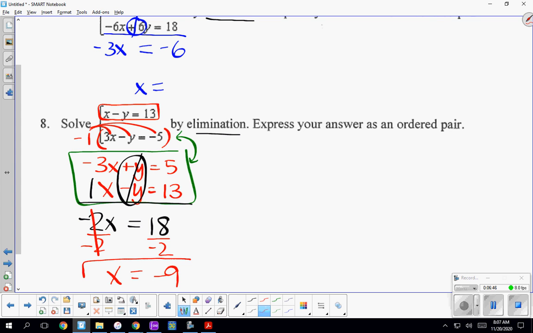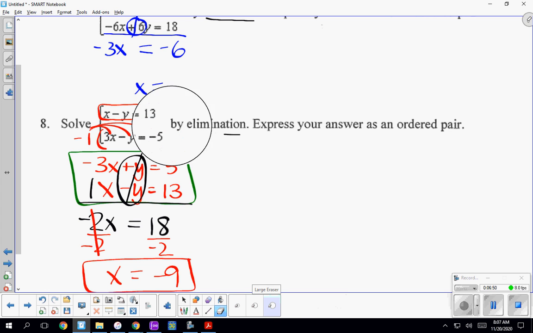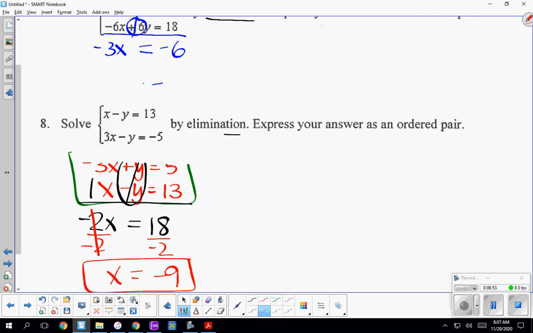And finally, to get the value of y, I plug that back into either of my original equations. So if I look up here, I would probably choose this one. It doesn't matter. But when we plug in x, we'll get negative 9 minus y equals 13. Just remember there is a negative 1 here. So you will get y by itself so that you can write your answer as an ordered pair.